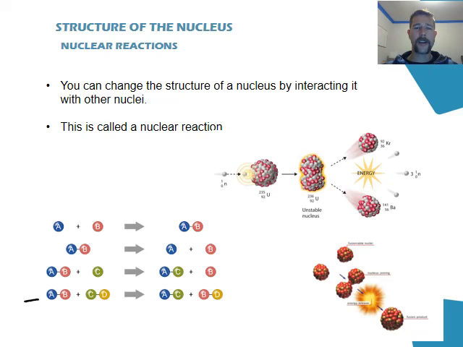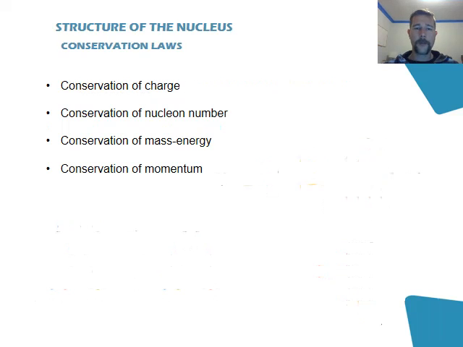Comparing this to nuclear reactions, we can actually create new elements. Now, by creating new elements, we're changing the structure of the nuclei by interacting it with other nuclei or other nucleons. So we've got our diagram here where we've got a neutron interacting with the uranium nucleus. What happens here in this particular example, a nuclear reaction occurs, it becomes unstable, and it splits off into two other elements.